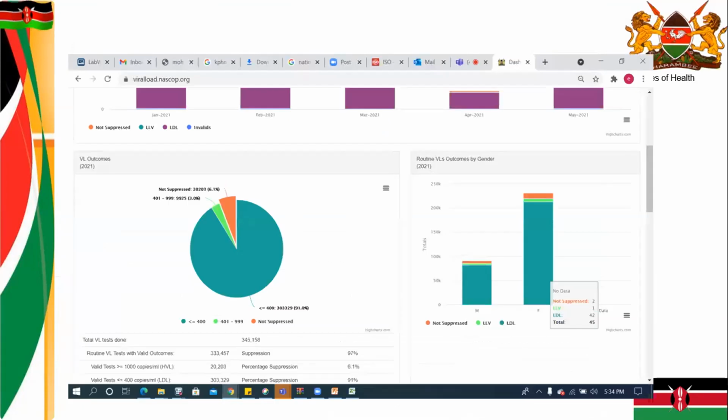These are also dashboards to see some quick glances at what has been done for VL. You can also see by the various age groups how the suppression rate is, and for those that are not suppressed, which is more among the male and the female, and also which month has fewer patients not being suppressed as compared to the other months.